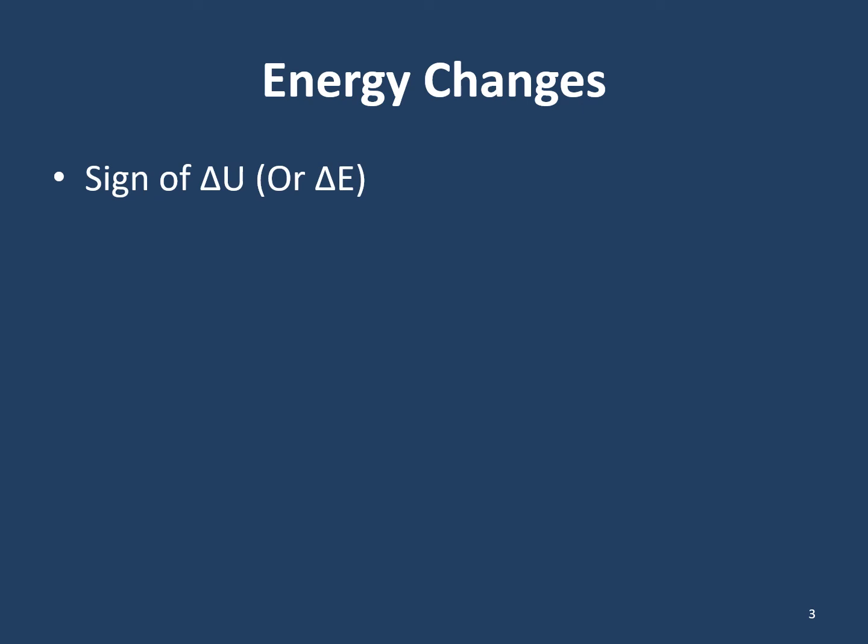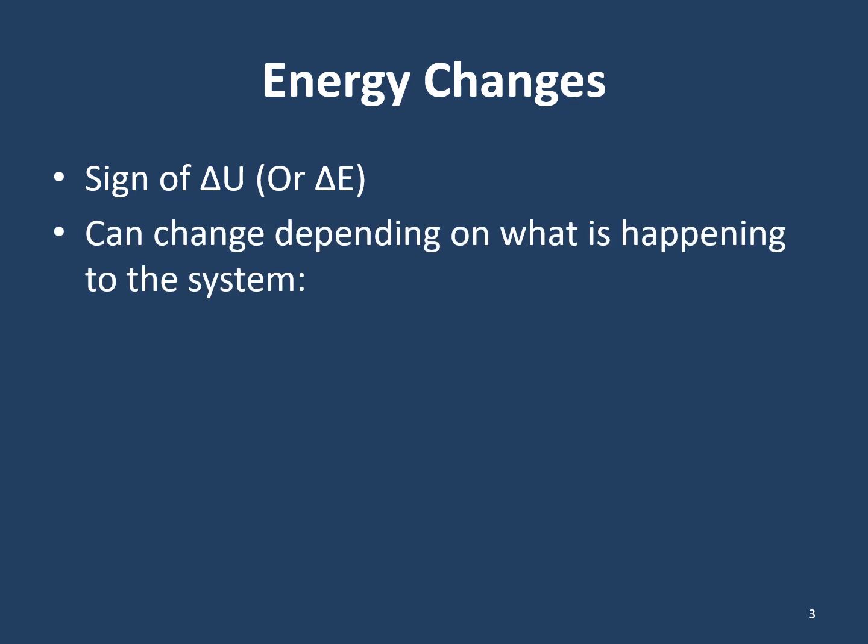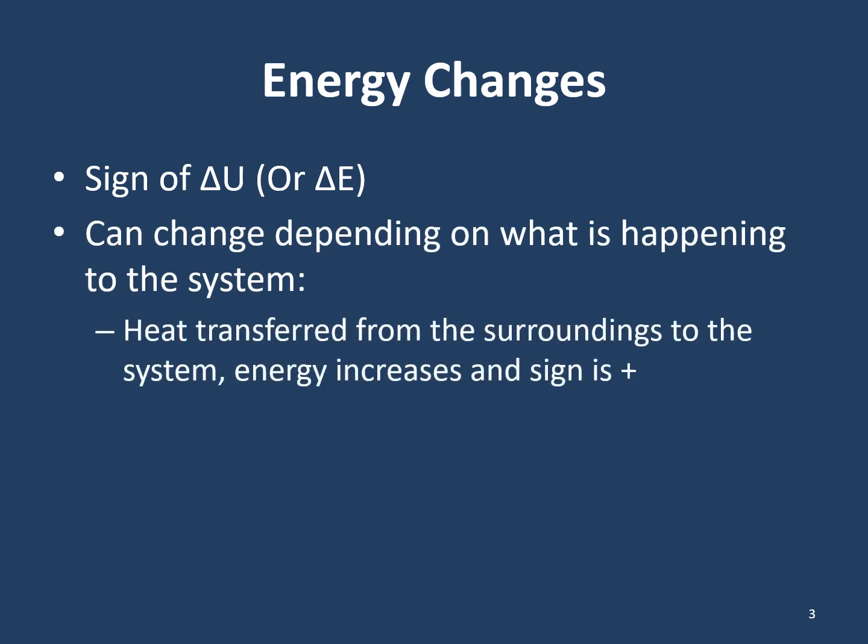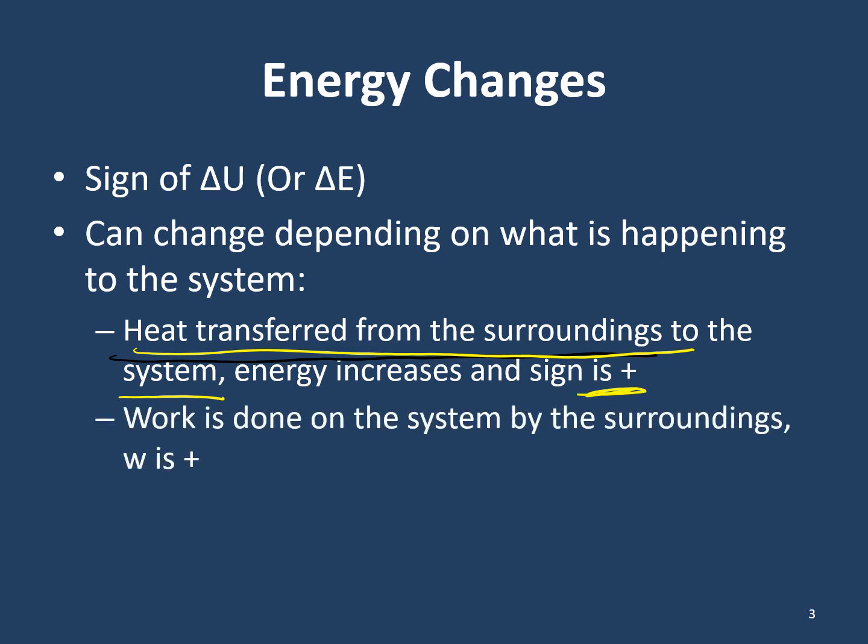So the sign of delta E or delta U, the change in internal energy, can be either positive or negative depending on what's happening in the system. For instance, if heat is transferred from the surroundings to the system, then we know the system gained energy, so Q is going to be positive. Work done on the system by the surroundings is positive because the system's not doing the work, so work is positive.